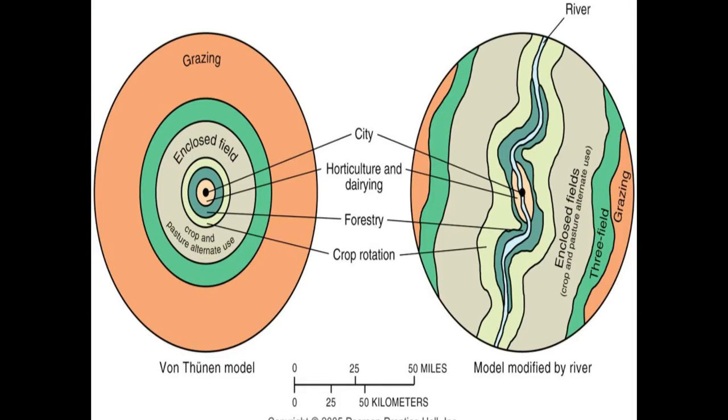This is a textbook example. On the right-hand side, you have reality. On the left-hand side, you actually have another way of looking at it. You have your city as the black dot, and we're going to look at the one on the left here. The black dot in the middle is your city. The darker greenish ring is your horticulture and dairying, your market gardening and fruit. Your forestry is your lighter green, your kind of khaki green.